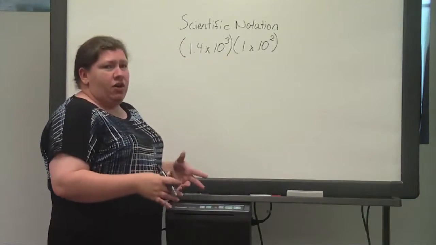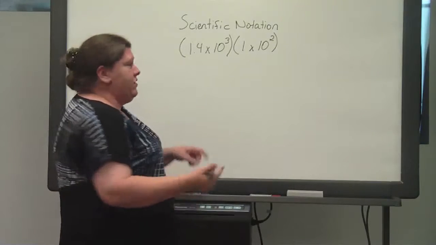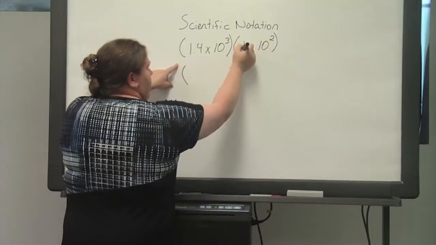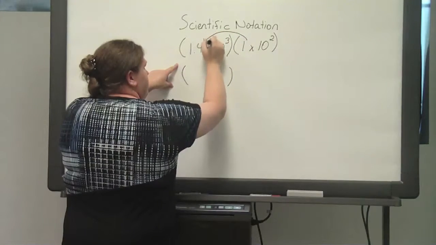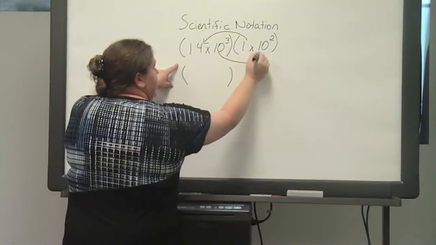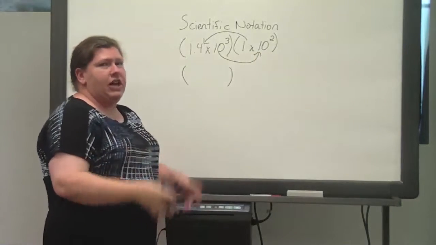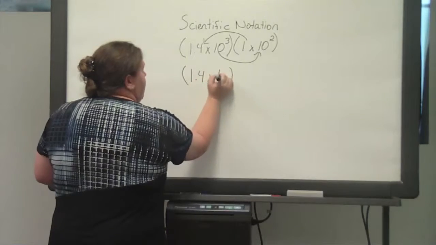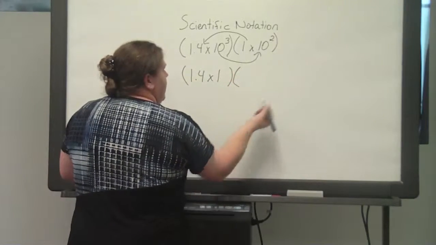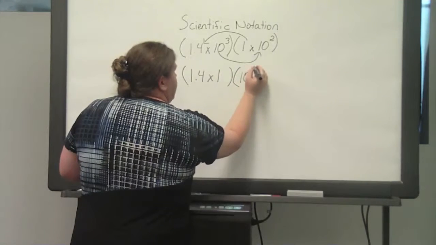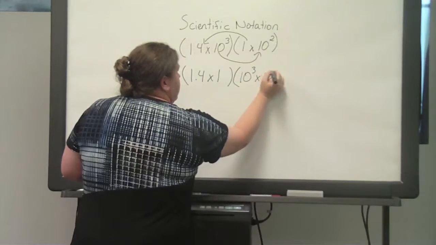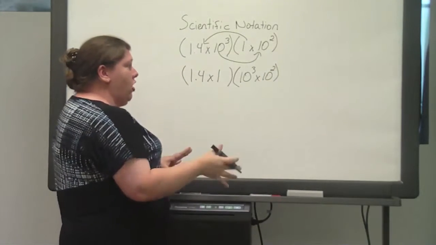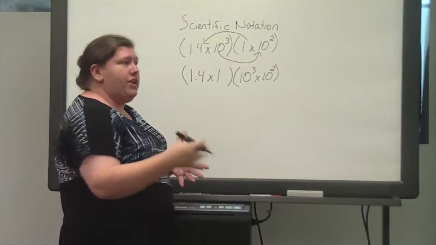Now, there are different ways to solve this, but the fastest method is to redistribute, move this 1 into this, and move this 10 into here, because you get like terms in the same parentheses. So I'm going to rewrite as 1.4 times 1 in one parentheses, and in the second parentheses I have 10 cubed times 10 squared.